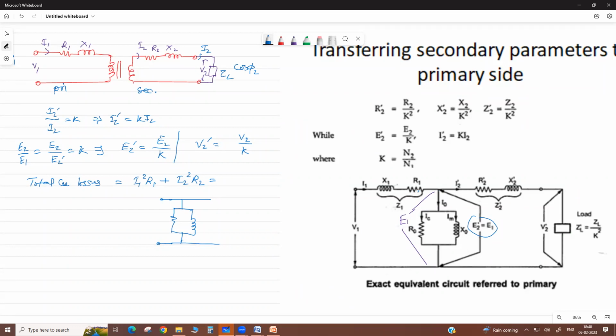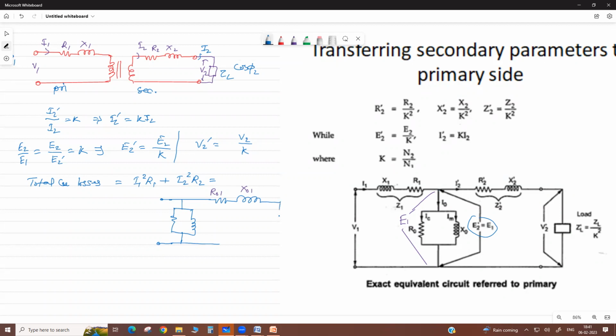Then see, both resistances are coming in series, and both reactances are coming in series. Therefore the total equivalent resistance and total equivalent reactance as referred to primary side become R01 and X01, the total equivalent as referred to primary side.